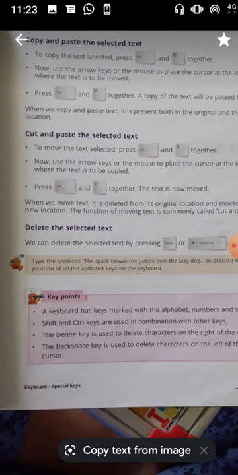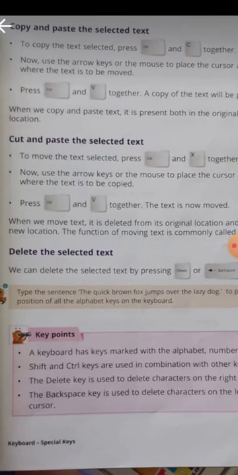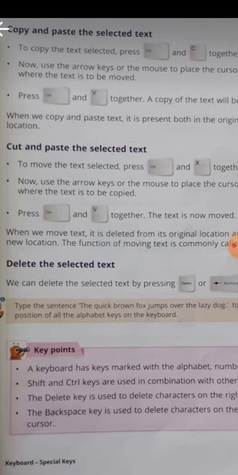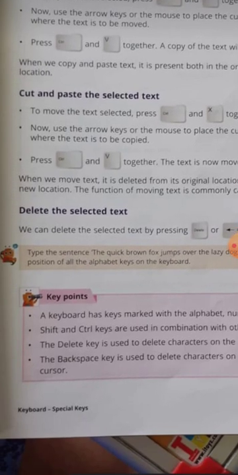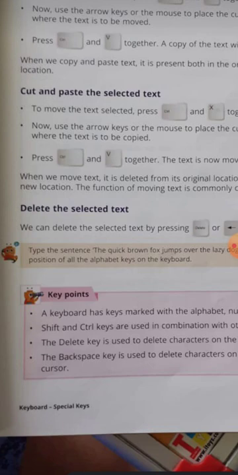Next is cut and paste. How to cut and paste the selected text? To move the selected text, press Ctrl plus X. Whenever you press Ctrl plus X, you can move the text. Now use the arrow key or mouse to place the cursor where you want to paste it. Next, press Ctrl plus V. Whenever you press Ctrl along with V key, it will be pasted.